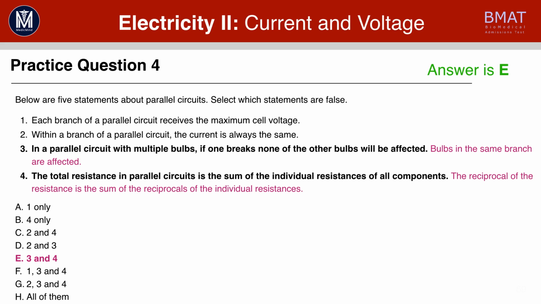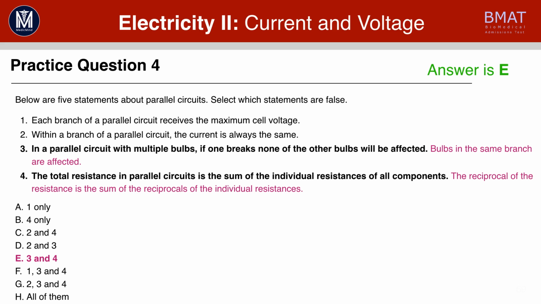The answer to this question is E. Statements 3 and 4 are false. Be very careful. This question is asking you to choose the false statements, not the true ones. Statement 1 is true because each branch of a parallel circuit does receive the maximum cell voltage in a parallel circuit. Number 2, within a branch of a parallel circuit, the current is always the same.